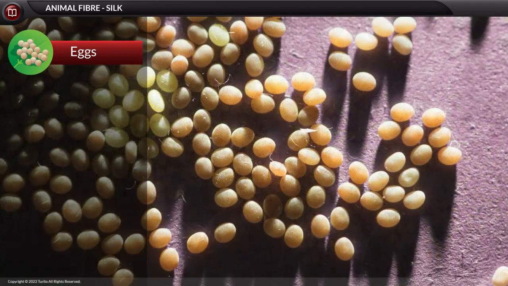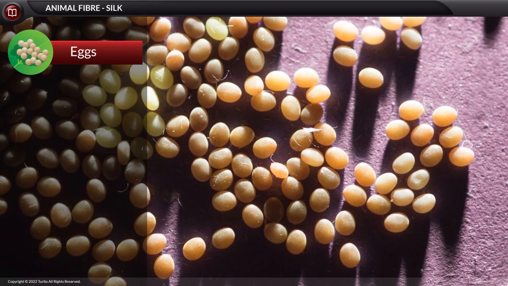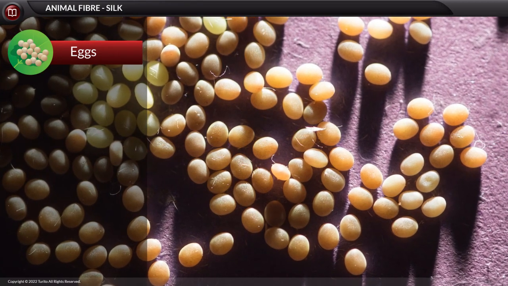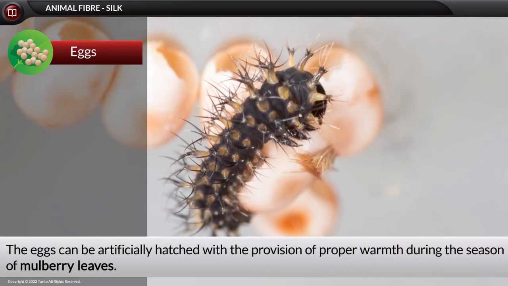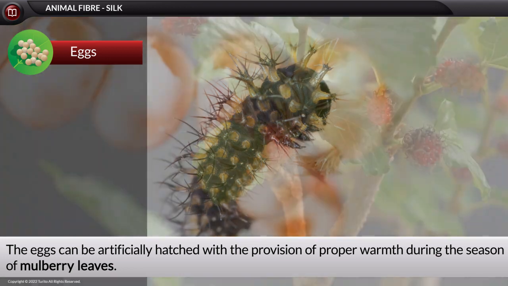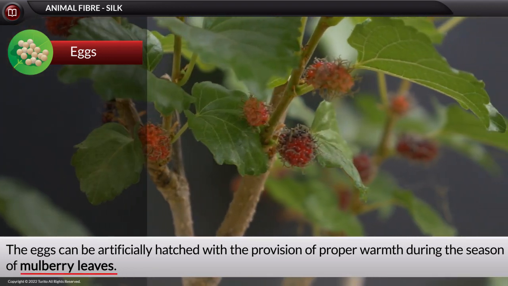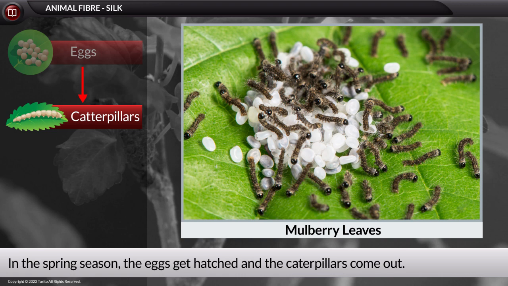The eggs, taken in a strip of cloth or paper, are handed over to the silk farmers, and the silk farmers maintain the proper condition of temperature and humidity to preserve the same. The eggs can be artificially hatched with the provision of proper warmth during the season of mulberry leaves. In the spring season, the eggs get hatched and the caterpillars come out.